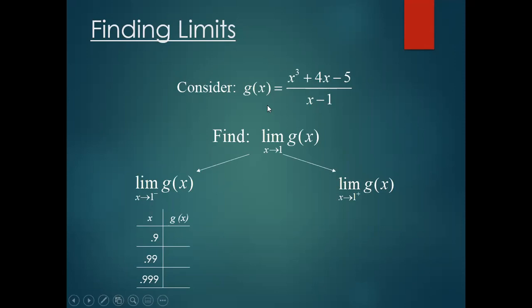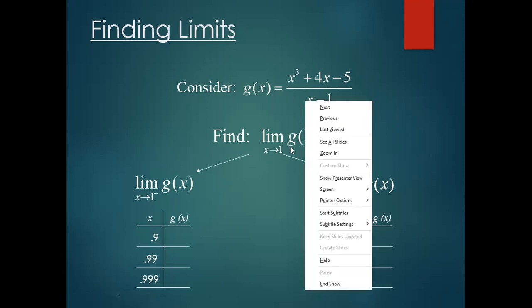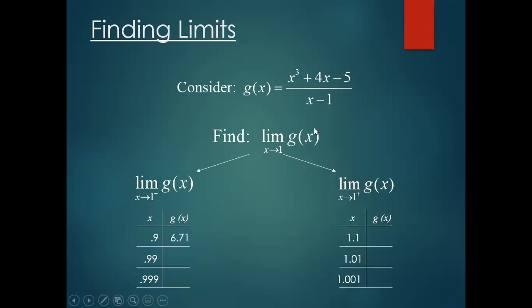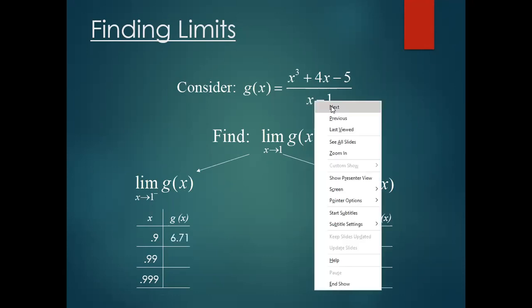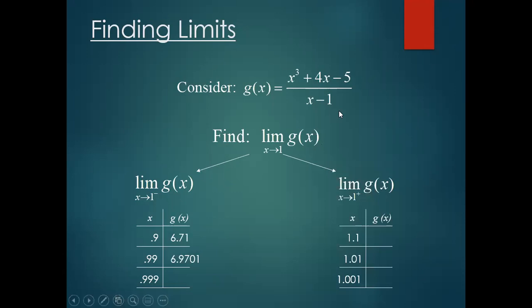And on the other side, greater than 1 from the right: 1.1, 1.01, 1.001. If we plug in 0.9, 0.99, 0.999, the first one becomes 6.71, 6.9701, 6.999. Okay? You will notice it is approaching 7. Let's look at it from the left.